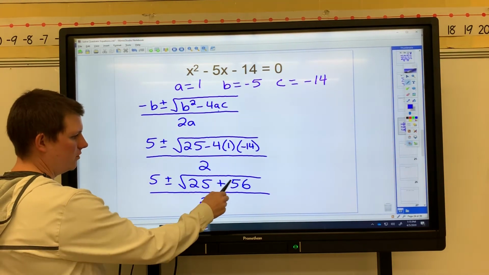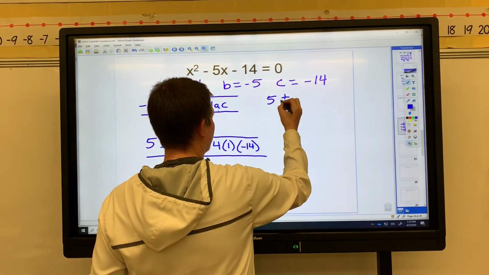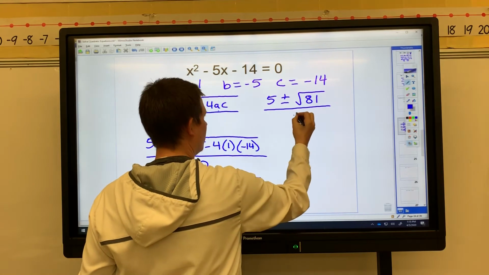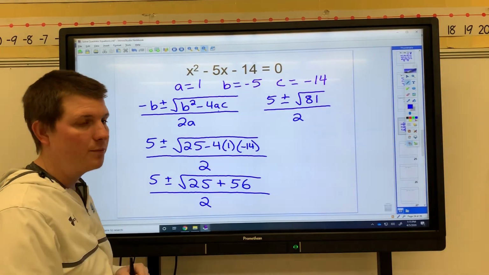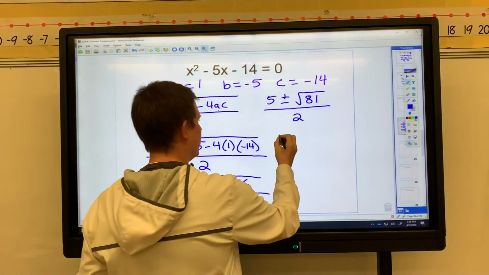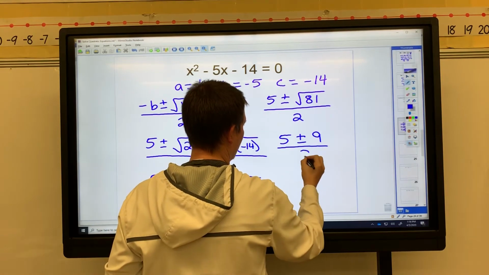So now we add those, 25 plus 56. So I have 5 plus or minus the square root of 81 all over 2. So then I add those. 25 plus 56 is 81. And now we take the square root of 81. What's the square root of 81? It is 9. So 5 plus or minus 9 all over 2.